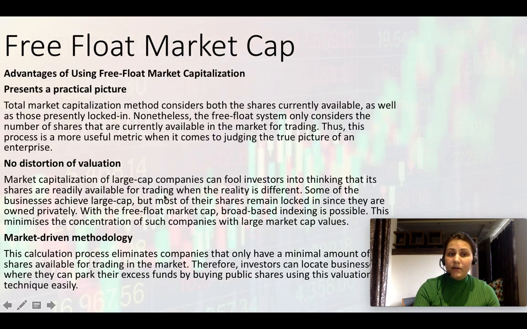Then, market driven methodology. This process eliminates companies that only have a minimal amount of shares available for trading in the market. So it will tell you again the reality. For example, if we consider the S&P 500, it will eliminate the companies that have too much of large cap being concentrated because of locked-in shares. So this is one benefit of free float market cap.